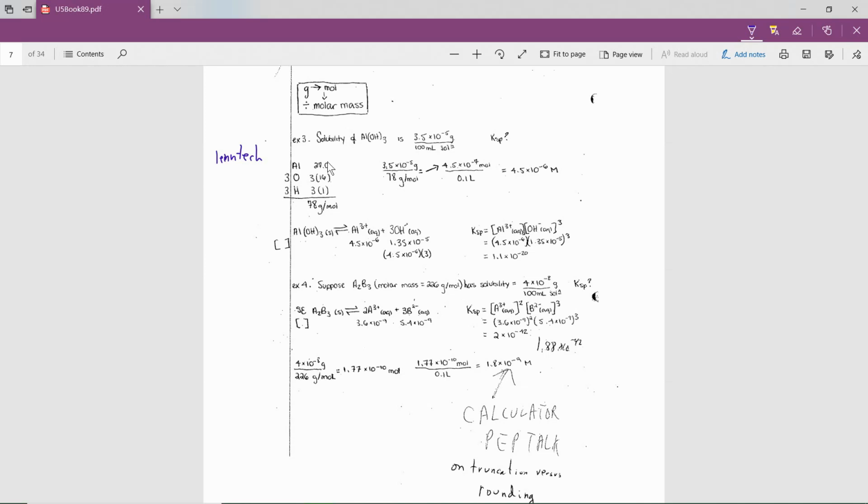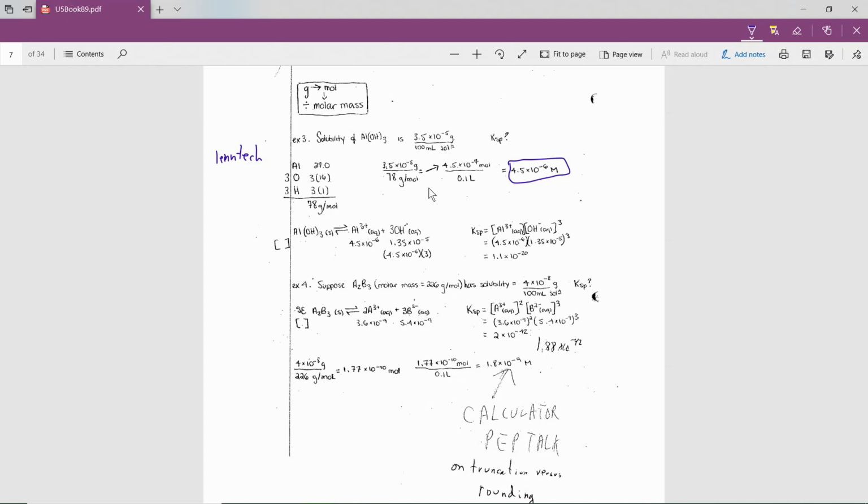Of course there are. So I'm going to take my 3.5 by 10 to the minus 5 grams, divide by the molar mass, which is 78 grams per mole, get a value, and then I want it per liter. Well, 100 mils isn't a liter, it's a tenth of a liter, so I divide by 0.1, which is the same, FYI, as multiplying by 10. And I get 4.5 by 10 to the minus 6 molar. So you should be very adept at converting between grams per mil or grams per 100 mil or grams per liter to molarity, which is moles per liter.